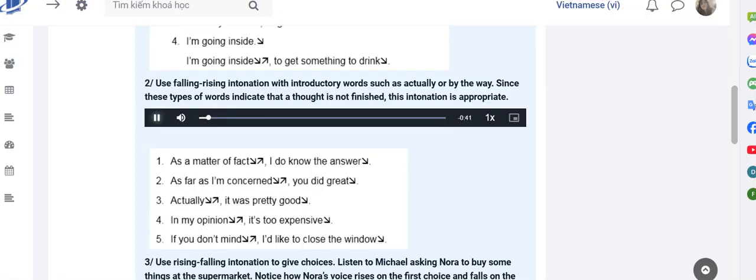Use falling rising intonation with introductory words such as actually or by the way. Since these types of words indicate that a thought is not finished, this intonation is appropriate. As a matter of fact, I do know the answer. As far as I'm concerned, you did great. Actually, it was pretty good. In my opinion, it's too expensive. If you don't mind, I'd like to close the window.